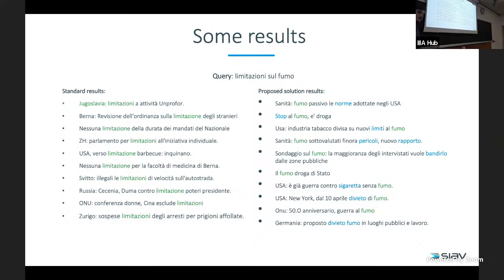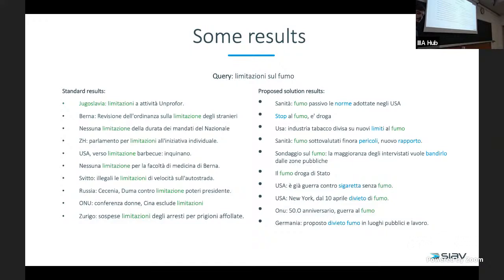In our proposed solution, instead, we are never matching the word limitazioni, we are only matching the word fumo, but in blue you can see there are a lot of related words to the concept of limitazioni, such as norme, stop, and limiti. And limiti is a particularly fun one because you might think that it's included by the stemming approach. Instead, it's just a different word from the perspective of stemming. So it's an obvious synonym, but which is not taken into account by the standard approach.